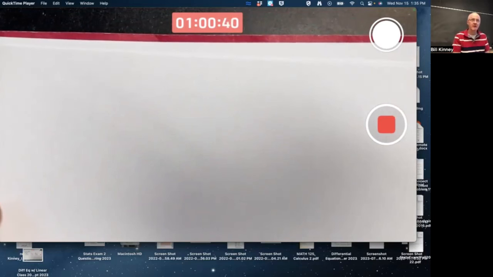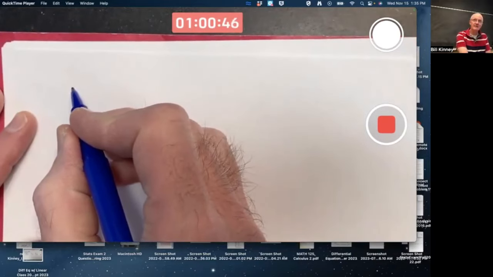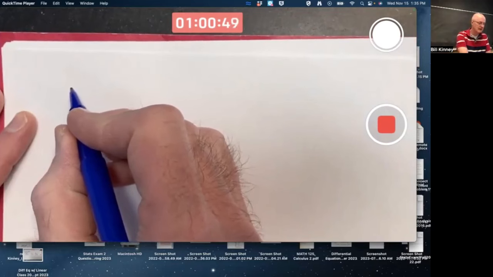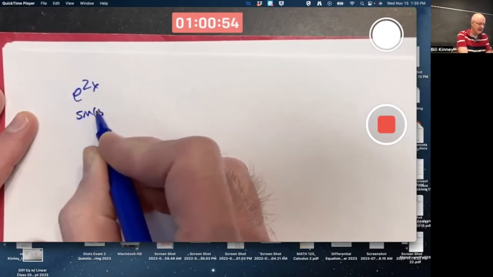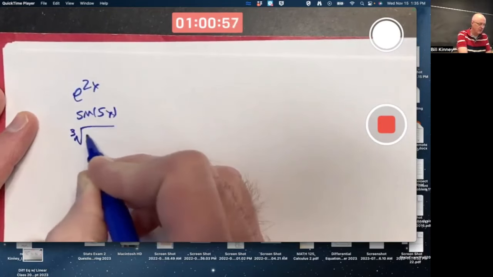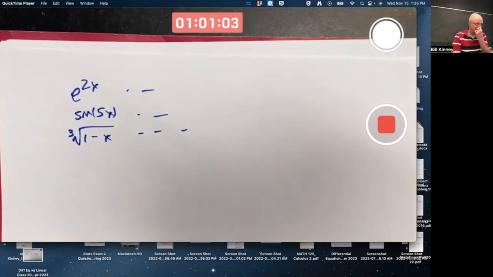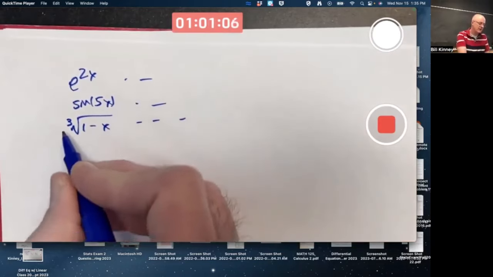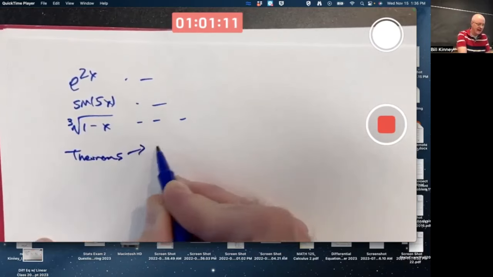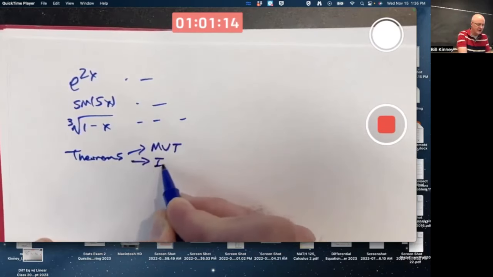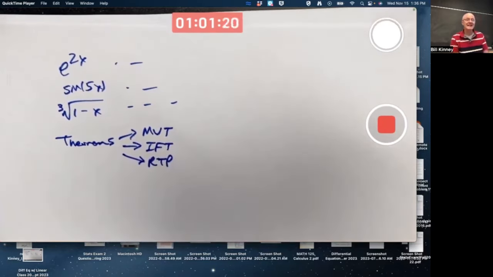Let me just very quickly remind you what remains. There's applying linear approximations to specific functions as well, like, for example, e to the 2x or sine of 5x or cube root of 1 minus x. You could do linear approximations for all those. You did examples like that in your homework. There's also the theorems about differentiable functions, including the mean value theorem, the increasing function theorem, and the racetrack principle were the main ones we focused on.